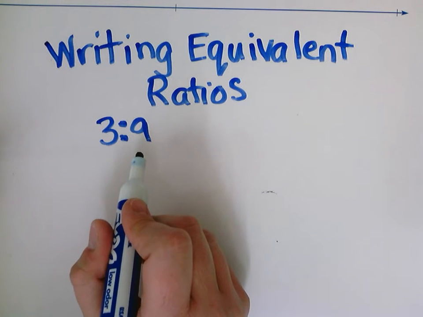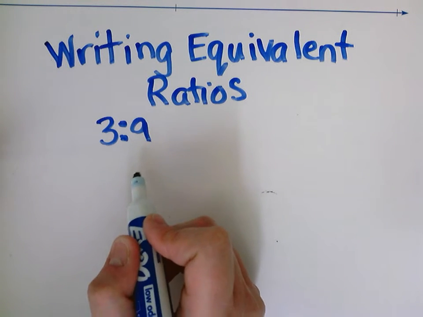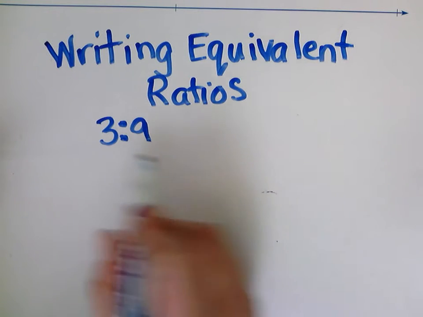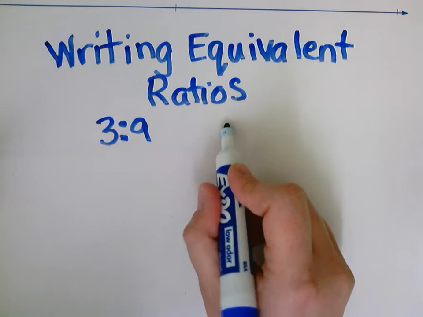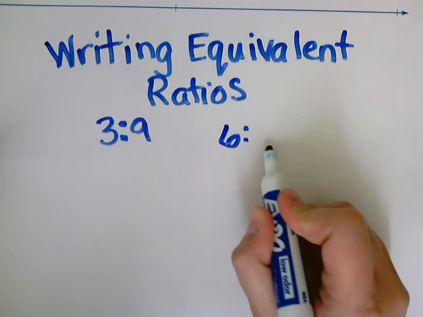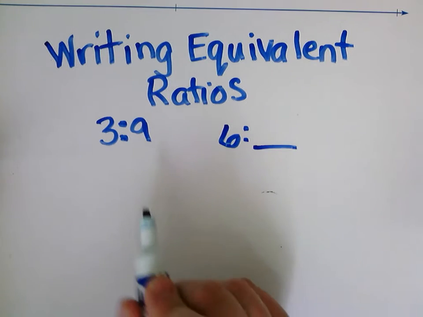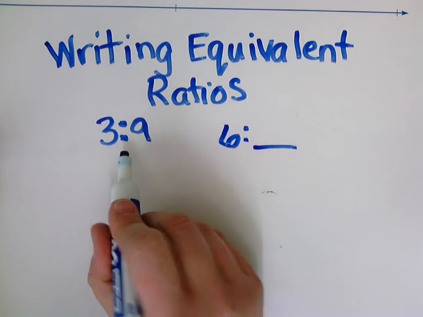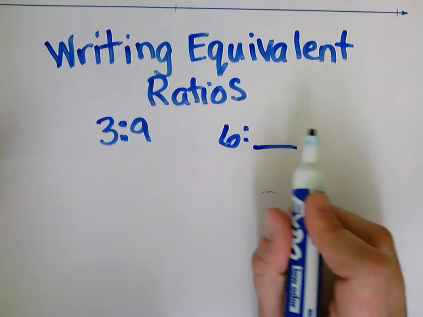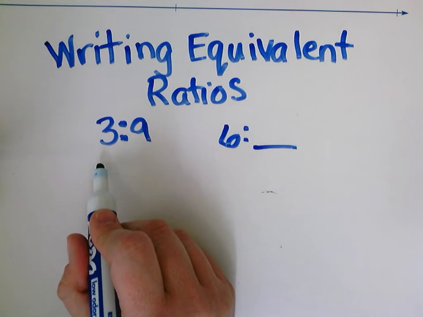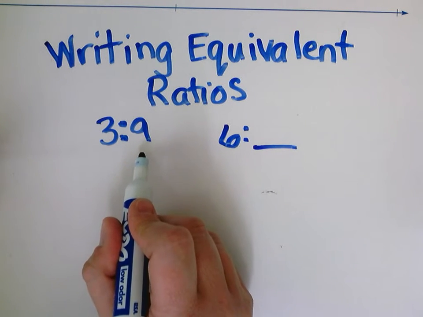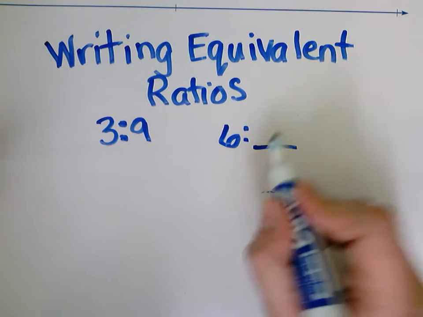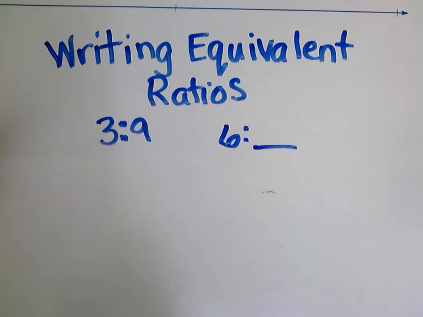So let's say I was fishing and that day, if I had a ratio of 3 to 9, I actually caught 6 fish. So using that same ratio, how many fish would have gotten away? For every 3 fish I catch, 9 get away. If I caught 6 fish, how many fish got away? So let's see if we can determine how to figure that out.